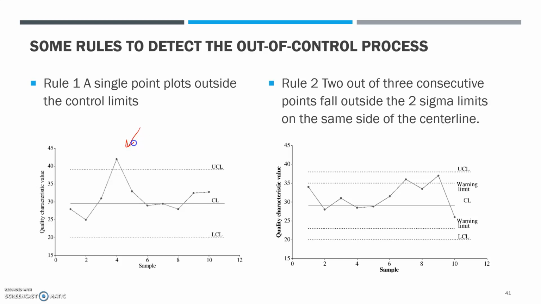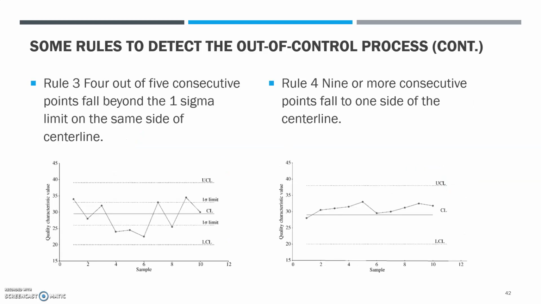So this one is obvious. When you see one point outside of the control limit, that gives you suspicion of what actually happened to the actual process average. So that is rule number 1. And rule number 2 is when you see that 2 out of 3 points fall outside of the 2 standard deviation limit. That can also be used to give you enough reason to stop the line and do the investigation.